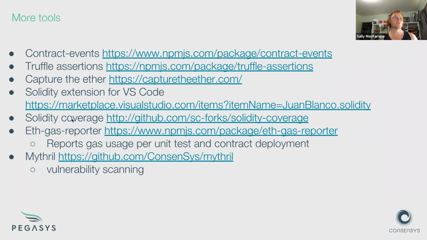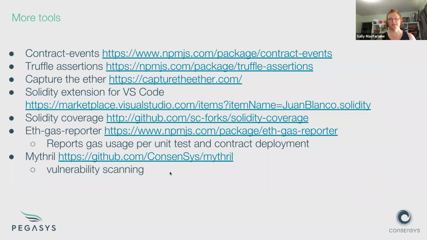The Solidity coverage tool, which is written by Colony. The ETH gas reporter. By default, Truffle gives you a report when you run your tests. It gives you a report for each test method in time, so this many milliseconds for these methods, and also for your contract deployment. ETH gas reporter, instead of reporting in time, will report the actual gas used for each of those operations. And then Mithril, that's vulnerability scanning for your smart contracts.